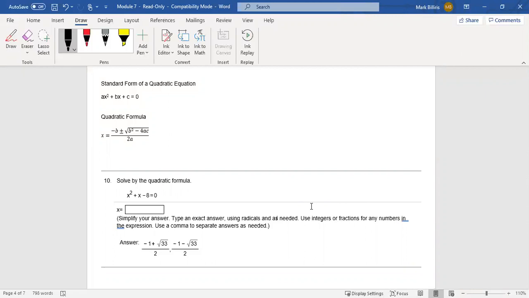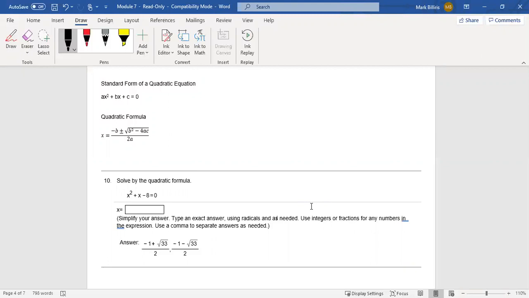The quadratic formula is x equals the opposite of b plus or minus, it's plus or minus because we have two solutions because our exponent is 2, times the square root of b squared minus 4ac all over 2a. Notice that the fraction bar is under the entire numerator, and 2a, the denominator, is under the entire thing.